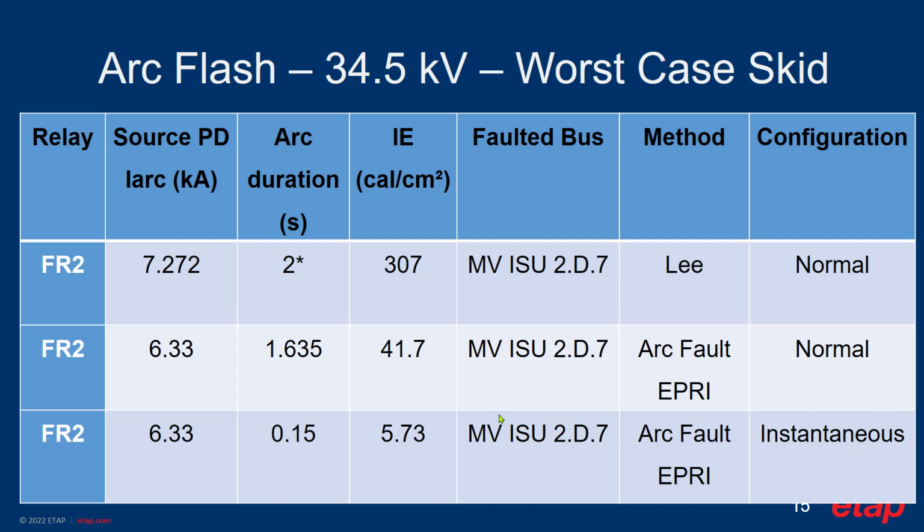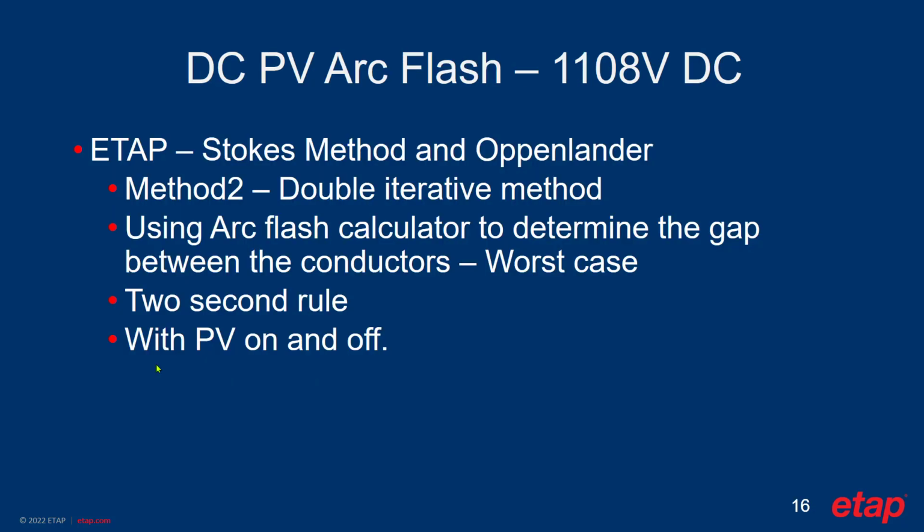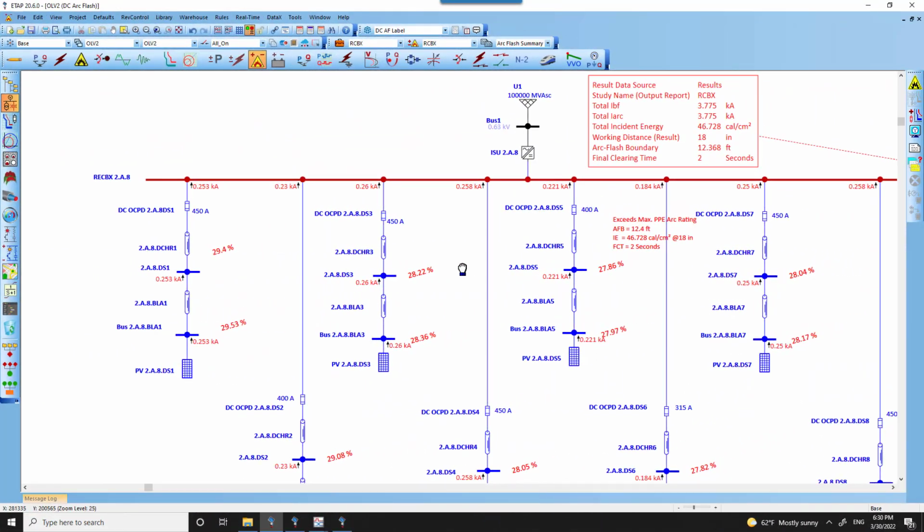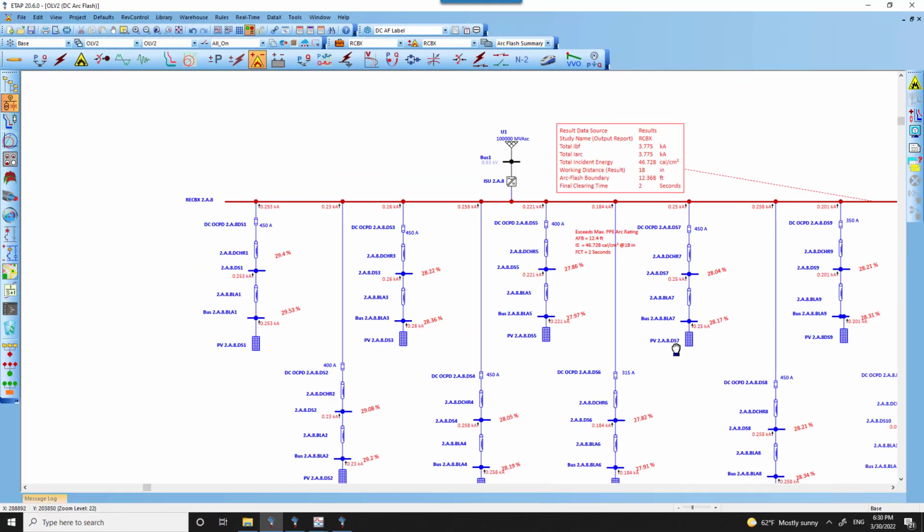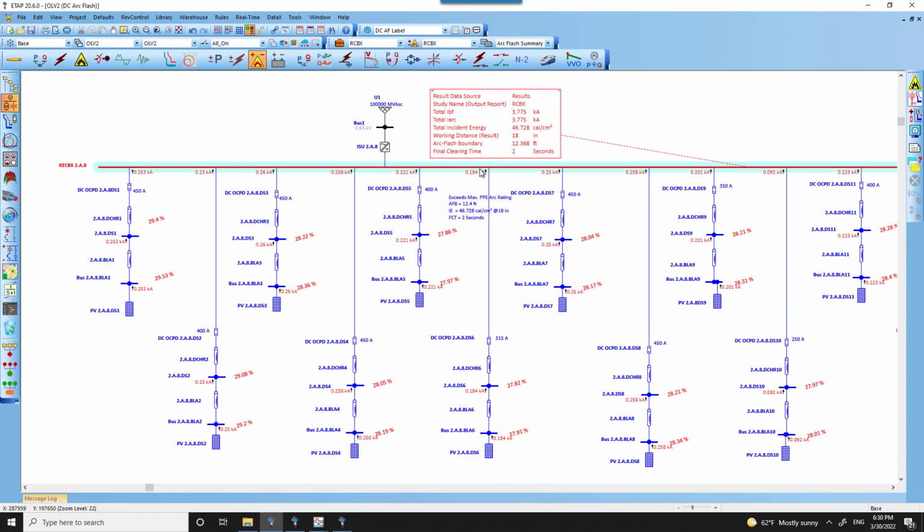The tail end to this particular application ended up on the DC arc flash side, which is on the PV array side of the renewable sources that were added to this particular project, which actually had voltages at this particular level that would not be applicable for some of the methods that we already have in ETAP. So the choice of the right method for this particular application for 1100 volts DC was chosen to be the Stokes and Oppenlander.